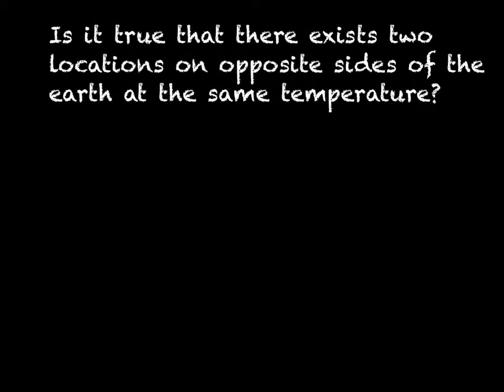Now this is a pretty interesting question. Is it true that there must always exist two locations on opposite sides of the Earth at the same temperature? The way we're going to prove this is by using the intermediate value theorem. So I'm going to draw a really bad representation of the Earth. I'm just going to draw a big circle. And let's say we have a random point A.